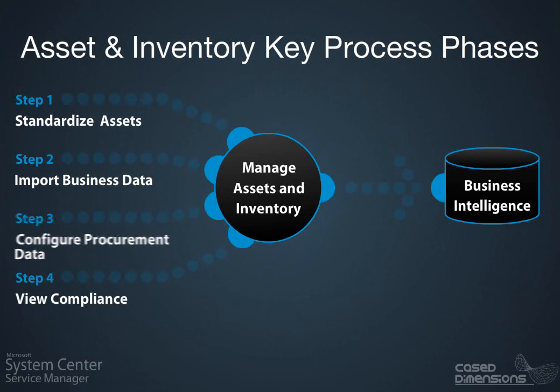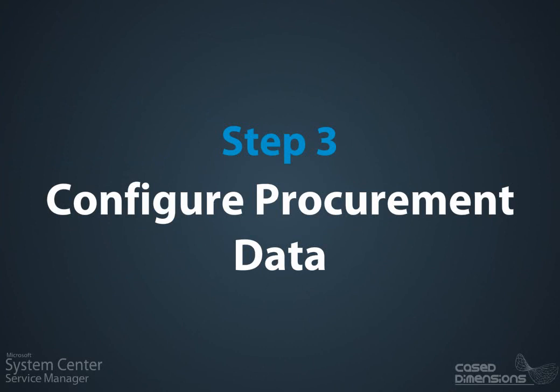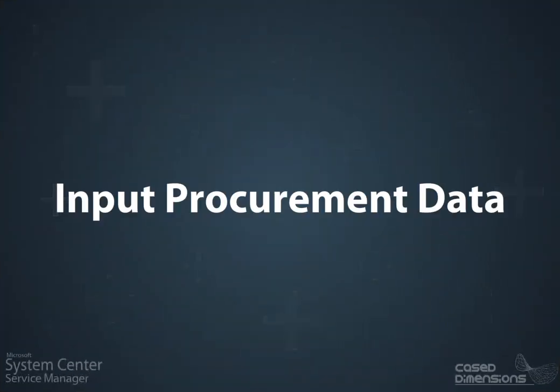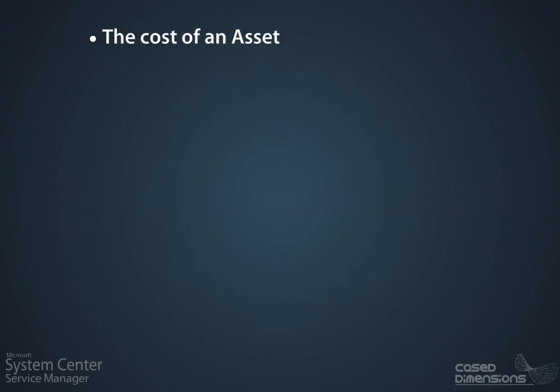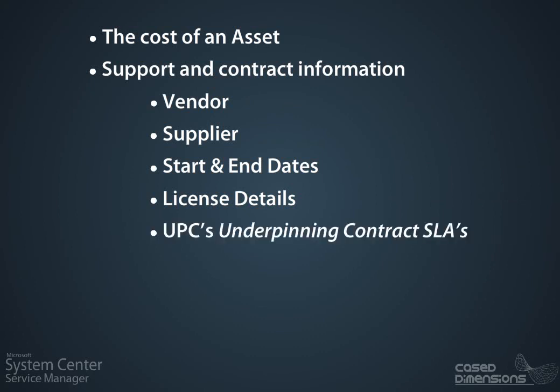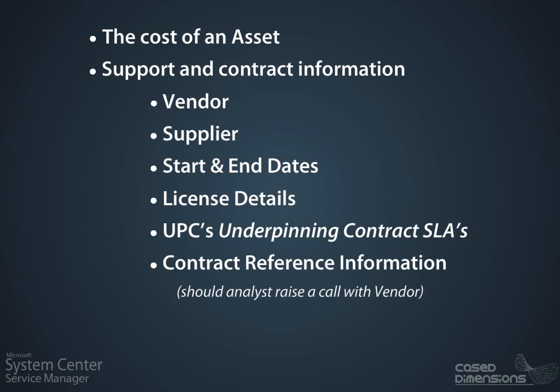Now that step 2 is complete, step 3 is to ensure procurement data is available within asset and inventory management. Procurement data is important as it allows support analysts to view information not automatically discovered, such as cost of an asset, support and contract information, including vendor, supplier, start and end dates, license details, UPCs underpinning contracts, SLAs, contract reference information should an analyst raise a call with the vendor, and lifecycle status of an asset. This information is captured during procurement and cannot be discovered automatically.